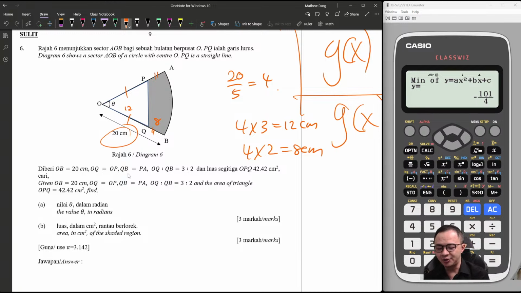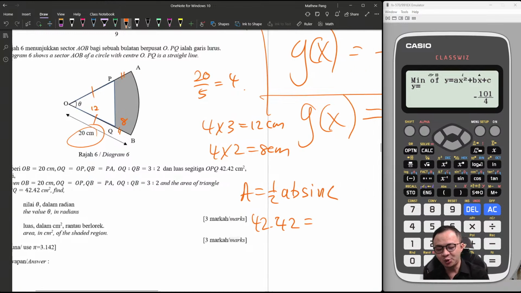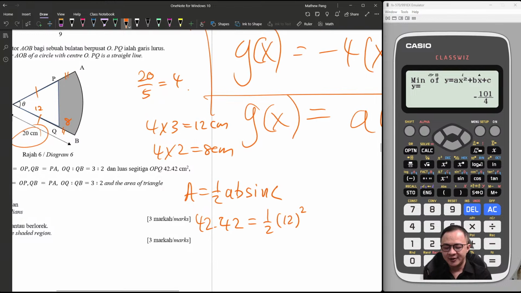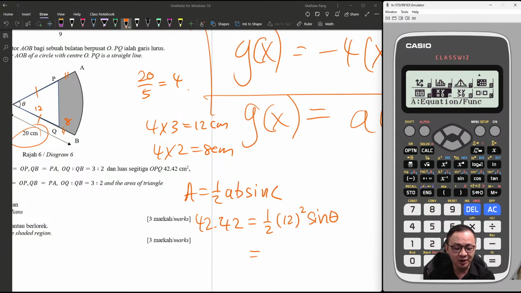So yeah, we can use a triangle formula to find the theta. The triangle formula tells us what? A equals half ab sine C, isn't it? So we will just use this one. Area is 42.42. a and b is 12 and 12, so it will be 12 squared sine theta. If you want to straight away get the answer, you change your calculator to radian. Then you should be good.